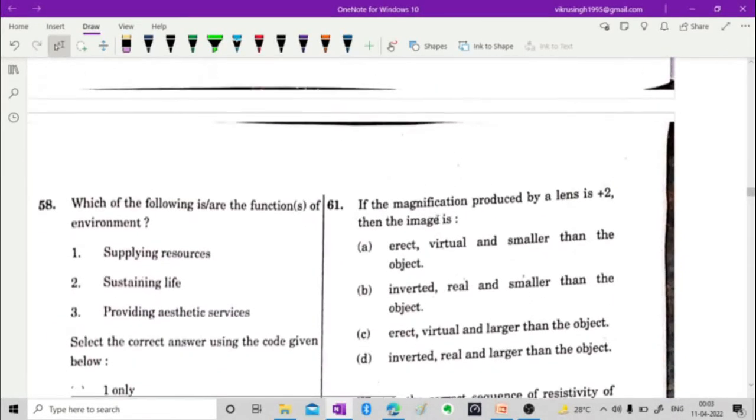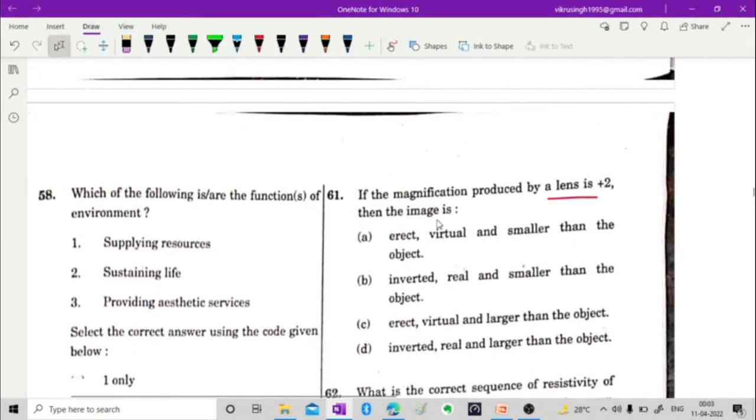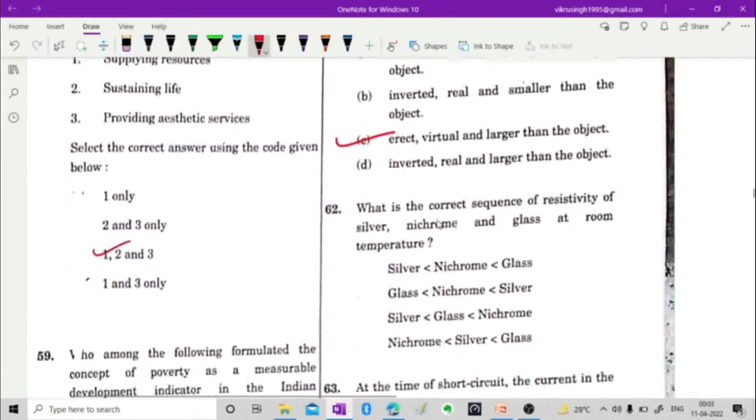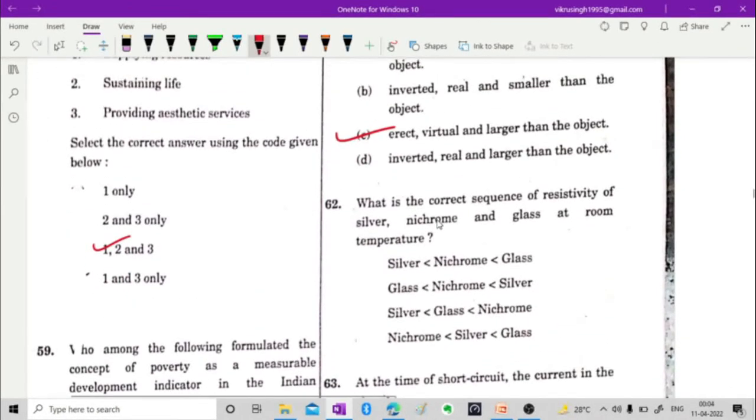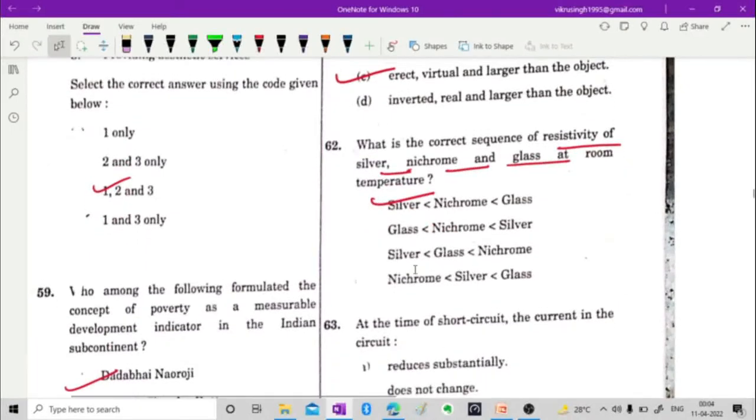Question number 61, if the magnification produced by a lens is plus 2, then the image is erect, virtual, larger than the object. Option number C. Question number 62, which of the following is the sequence of resistivity of silver, nichrome and glass? So which one has more? It is glass, then nichrome, then silver.